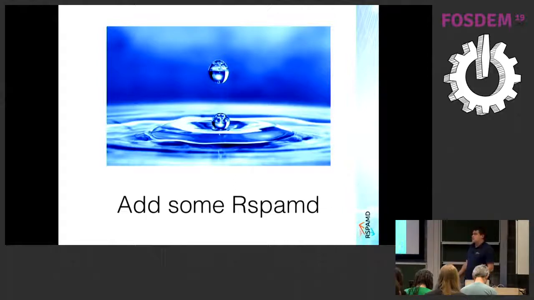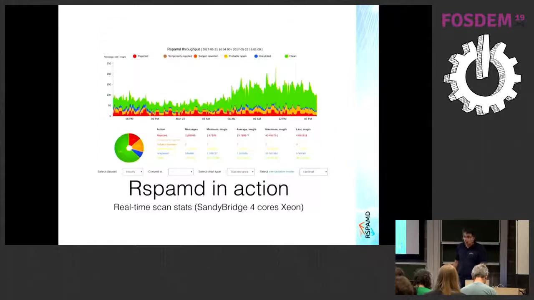So the decision to filter spam and some other stuff was to add Rspamd, because I'm a FreeBSD developer and the author of Rspamd, and I suggested that postmasters try this project because it's free and open source and could resolve our issues. So that's something about Rspamd.